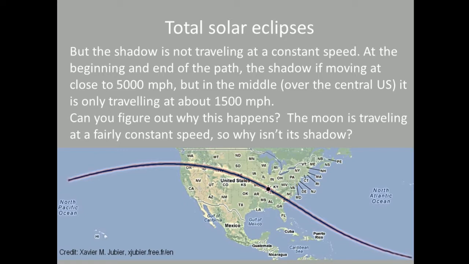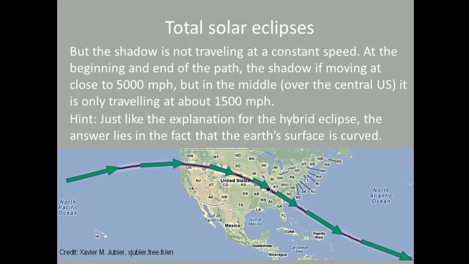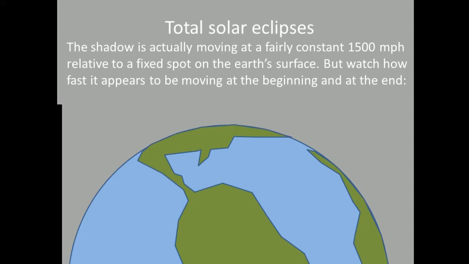But the shadow's not traveling at a constant speed. At the beginning and end of its path, the shadow is moving at close to 5,000 miles per hour. But in the middle, over the central U.S., it's only traveling about 1,500 miles per hour. Can you figure out why this happens? The moon is traveling at fairly constant speed, so why isn't its shadow? Hint, just like the explanation for the hybrid eclipse, the answer lies in the fact that the Earth's surface is curved. The shadow is actually moving at a fairly constant 1,500 miles per hour relative to a fixed spot on the Earth's surface. But watch how fast it appears to be moving at the beginning and end.